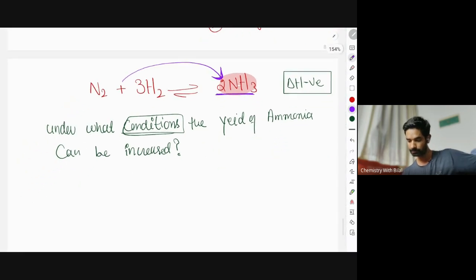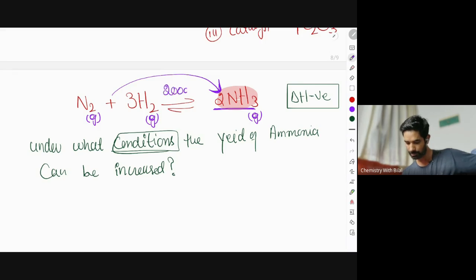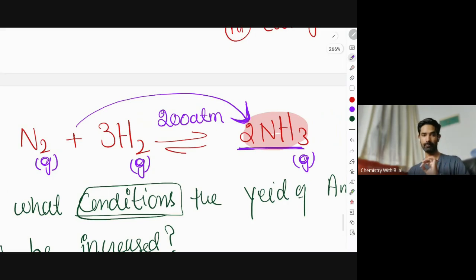Now we all know that. Let's look at the pressure first. We have 1 gas here, 3 gases here, and this is also gas. Imagine the pressure at which the equilibrium is established. Pressure is 200. Question, everyone, what would happen to the position of equilibrium if you increase the pressure? What would happen to the position of equilibrium when you increase the pressure from 200 to 300 atm?